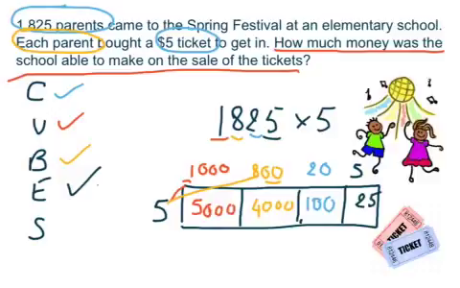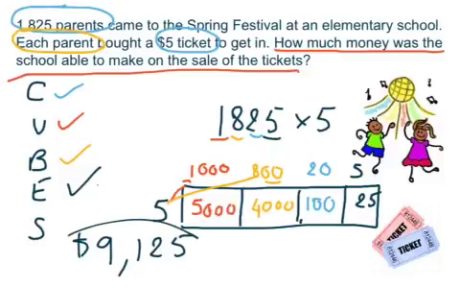What do I do to finish the problem? I add up all these numbers to get my answer. I'm going to go a little faster there. When I add up all these numbers, I get 9,125. That's how much money the school made.